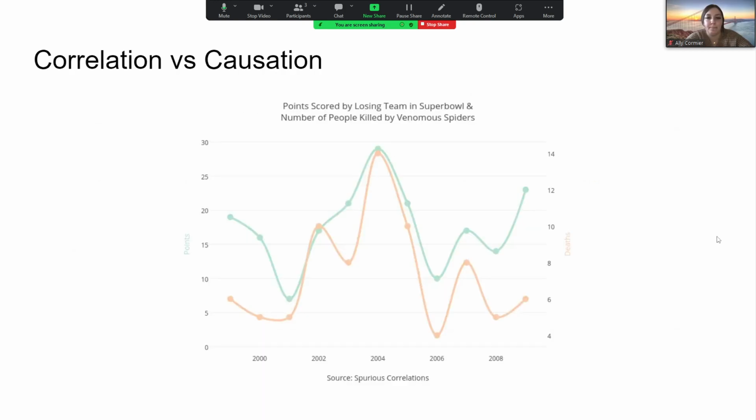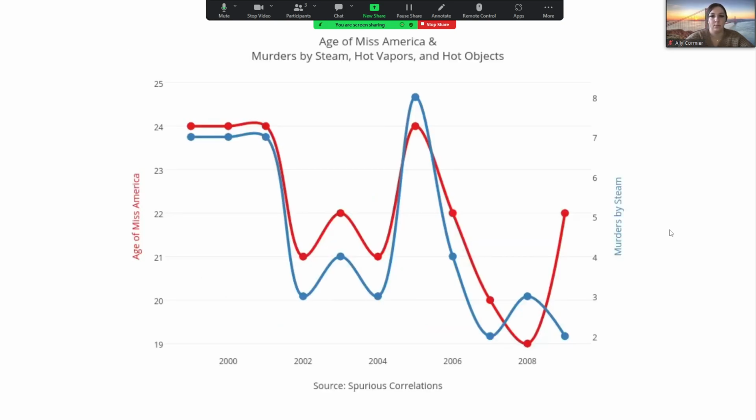And then just for funsies, afterwards I was showing them some fun correlation versus causation. Here you can see some line graphs showing the points scored by the losing team in a Super Bowl and the number of people killed by venomous spiders for that year. And you can see that they go pretty hand in hand. The lines look almost identical to each other, but I, again, would be hard-pressed to make an argument that the losing team's score in the Super Bowl would impact how many people are dying from spider bites.